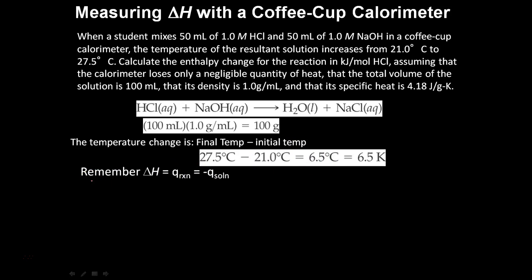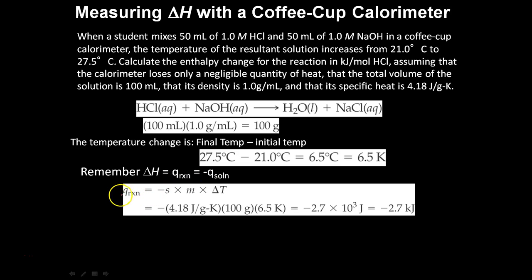And then the last thing we have to do is remember that if we're talking about the heat needed to warm up the solution, that heat is being given off by the reaction. And so the heat of the reaction will have the opposite sign of the heat of the solution, because the reaction is where the heat is coming from. And if we're concerned about the heat of the reaction, we're going to have to change the sign. And so our final equation will look like this, where the heat for the reaction is the negative of the heat capacity times the mass times the temperature change.